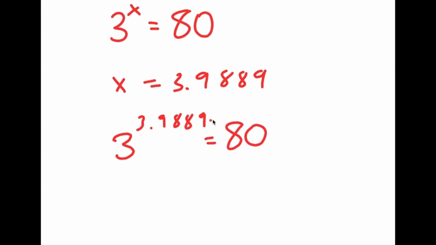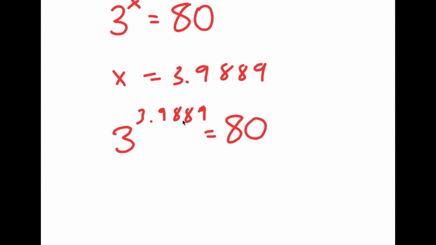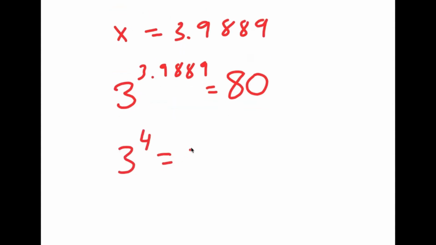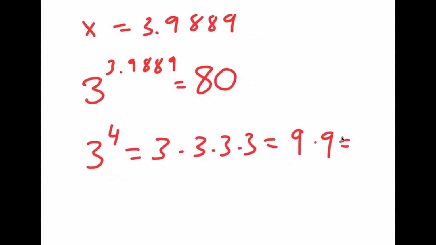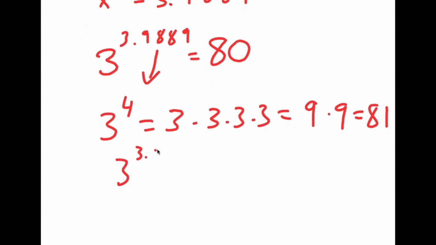Now 3.9889 is really close to 4, right? So let's first find the value of 3 to the power of 4. 3 to the power of 4 is the same thing as 3 times 3 times 3 times 3, which is the same thing as 9 times 9, which is equal to 81. Now 3.9889 is a little less than 4, meaning we can estimate that it's going to be around 1 less than 81. So it's safe to say that 3 to the power of 3.9889 is close to the value of 80.